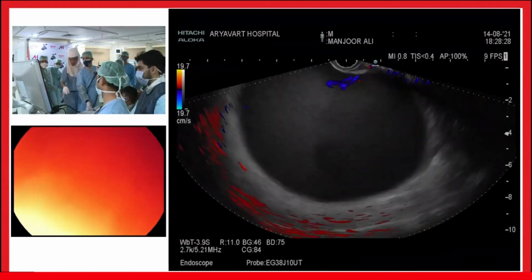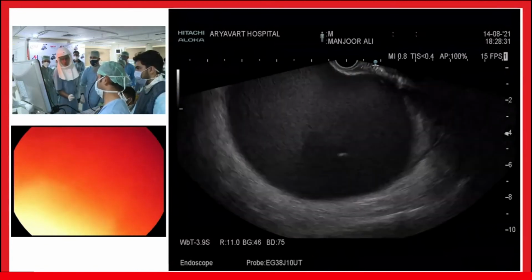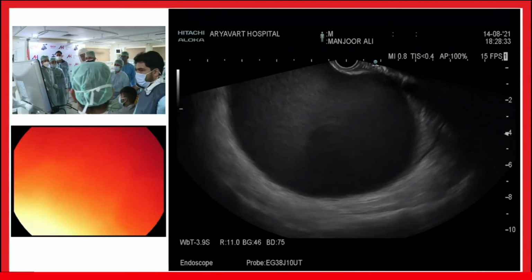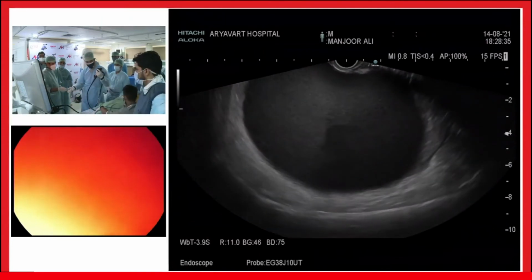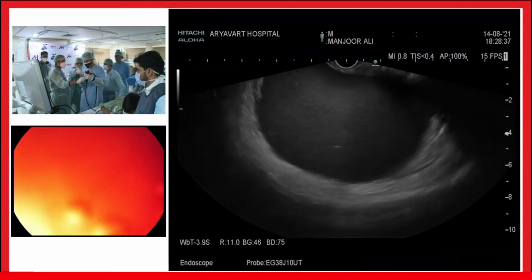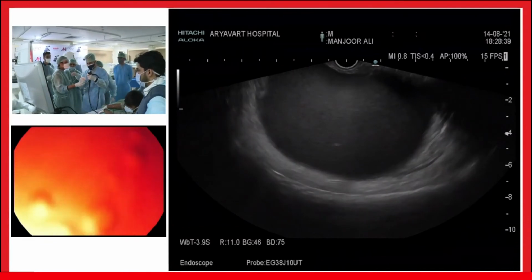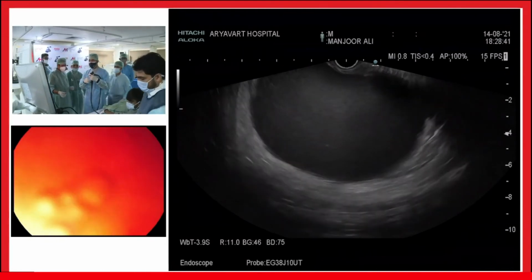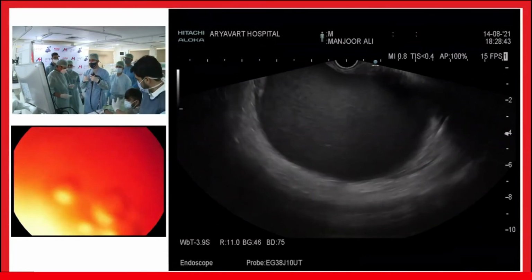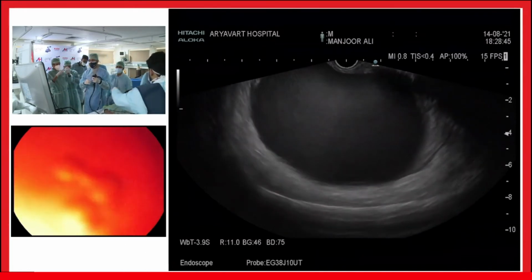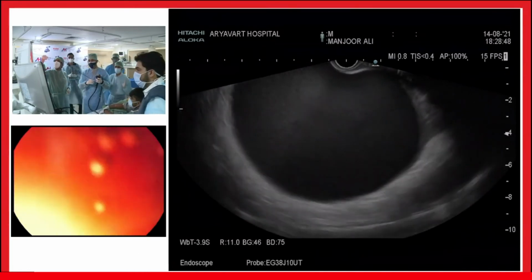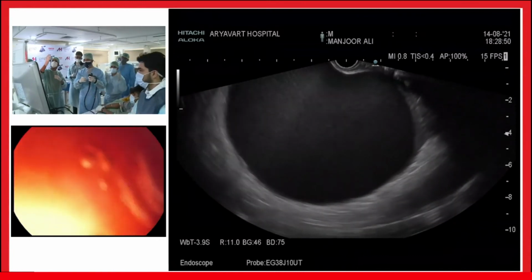Okay, so now put in the scope. I think we have seen enough. Now we want to put in the stent and be done with it. So put in the stent. The first thing that will come out is the sheath. I think this is one of the ideal situations where this collection is almost abutting the gastric wall.